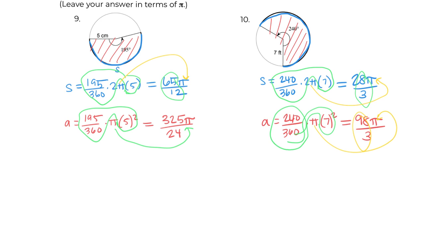So hopefully you will feel confident that you can find an arc length and a sector area, whether by rounding or by using exact values. We will talk more about this when I'm back on Wednesday or Thursday, and I will see you then.